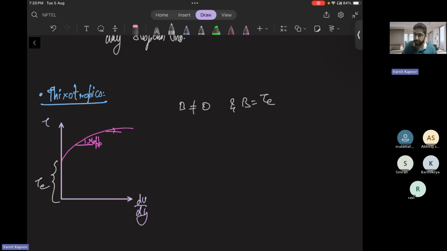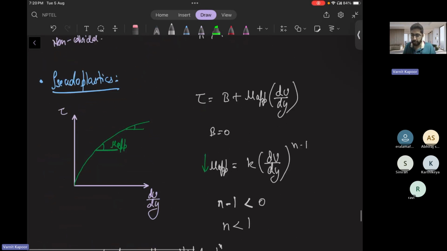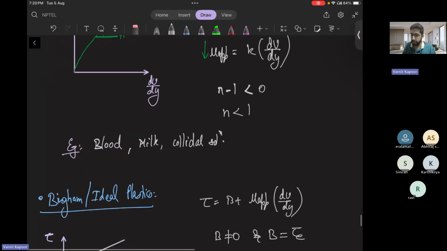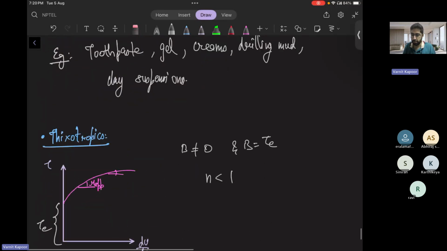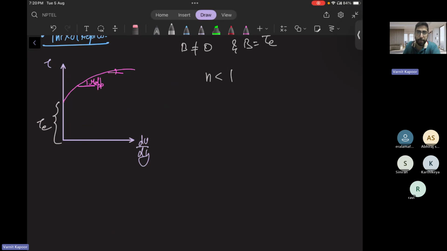Same like pseudoplastic, where n was less than 1. And here also, n will be less than 1. Same kind of graph, just not starting from origin. What are the examples of thixotropics? Your ketchups. What happens with time with the ketchups? First of all, it is dependent on the gradient as well. When you try to deform your ketchup from the bottle, it tries to become liquid, viscosity decreases.